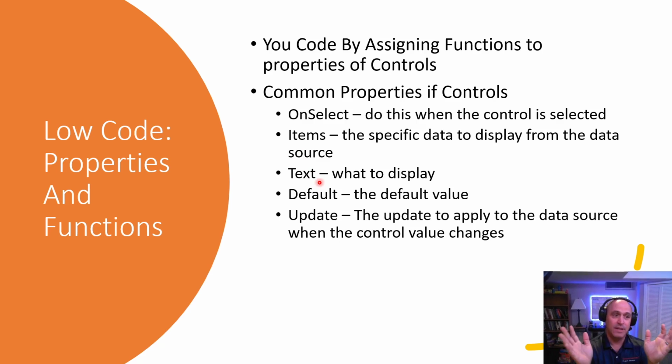So text could be a physical thing like Mike, or it could say, don't show Mike, but show the column first name from this table, right? So there's lots of different ways that you can display something in text. Default is what displays when a new record is being added, and then update is what gets applied to the data source when the control value changes. So it's an expression or a value that actually gets put into the update.